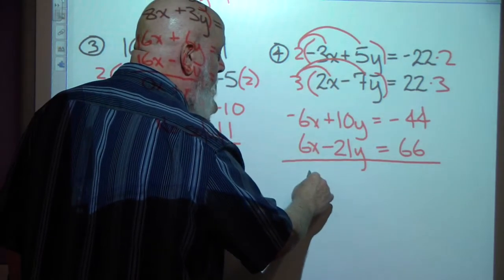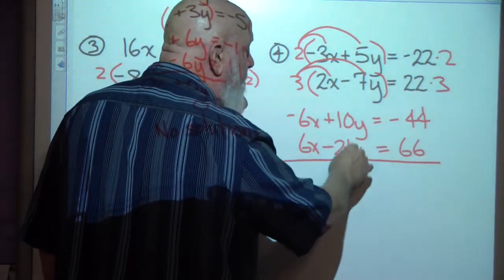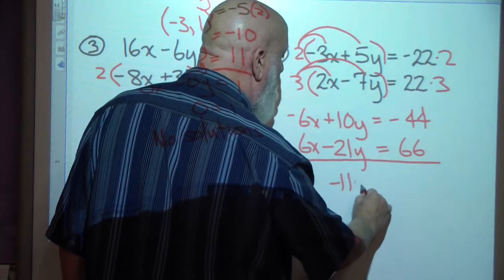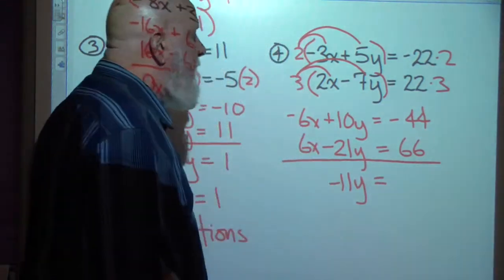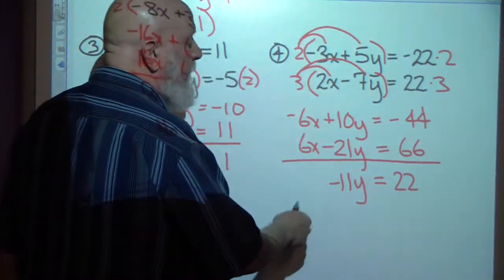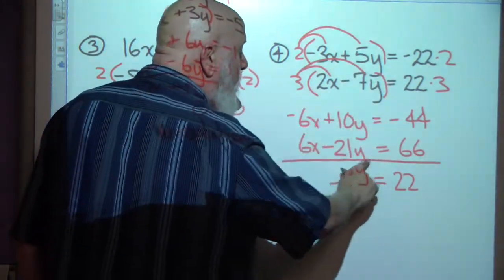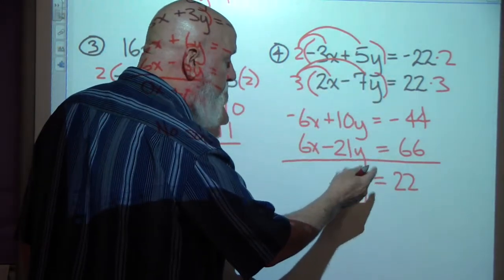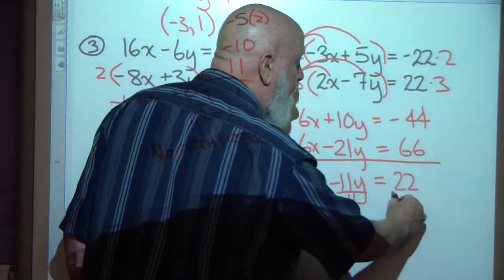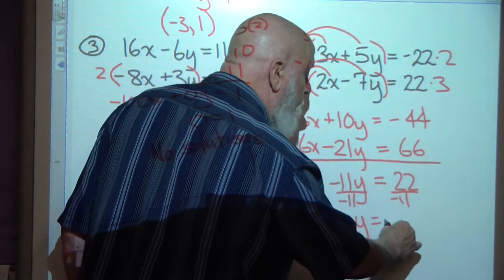My x's disappear. So this is 0x. You can put 0x if you want, but it's just gone. Now I add these together and I'm going to get, what is that, negative 11? Y is equal to 66 minus 44 is 22. Now I'm at the step that says solve for the single variable. Now I have an equation instead of having 2 variables. This variable didn't disappear, so I can solve for it by dividing both sides by negative 11. By dividing both sides by negative 11, I get y is equal to negative 2.